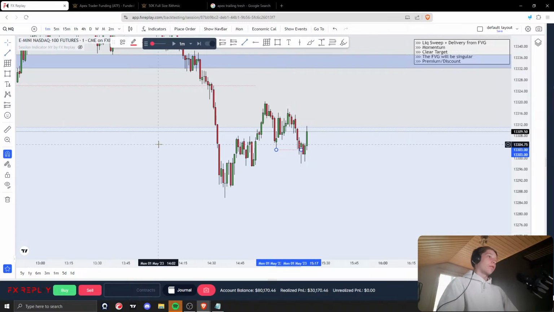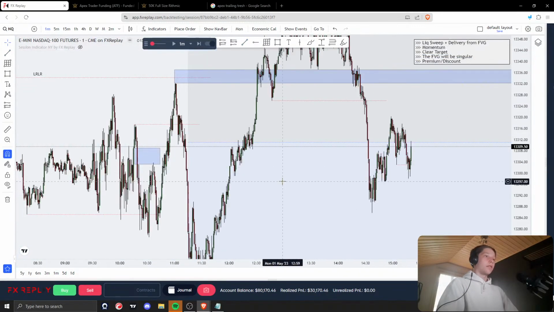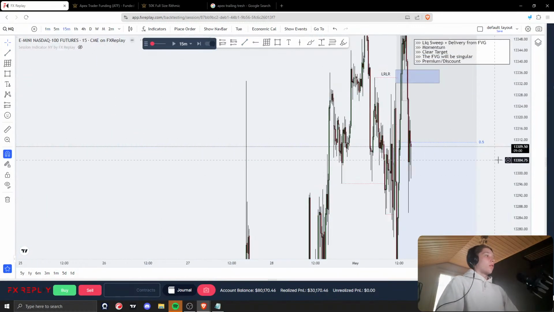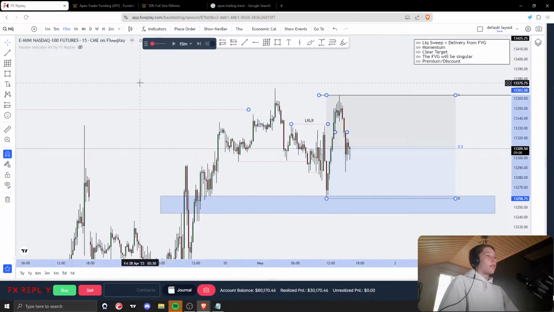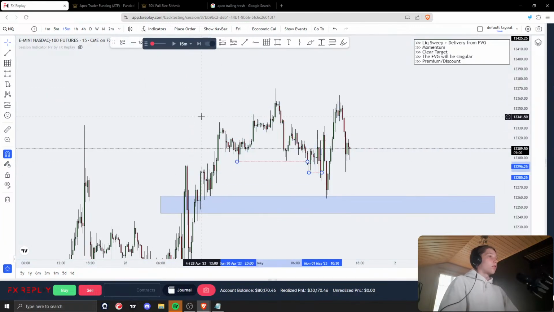Now this one is decent because you chop up, sweep some liquidity here, then you inverse it. We are delivering off of discounted the price leg. We mitigated that extremity fair value gap there. So I'm somewhat interested.